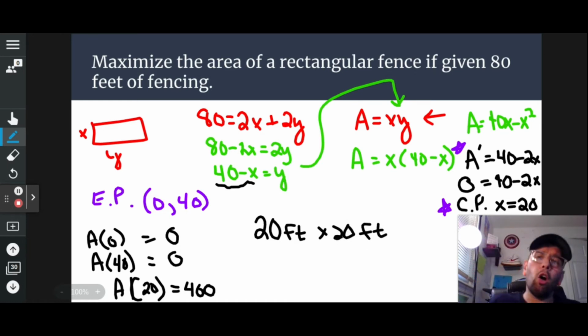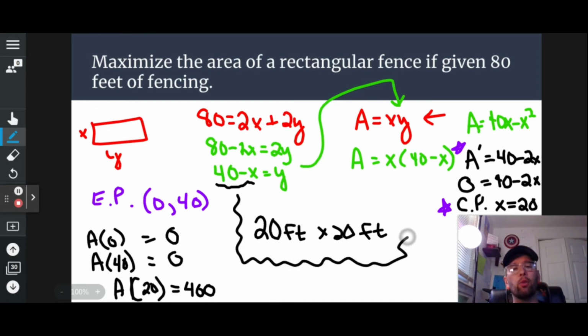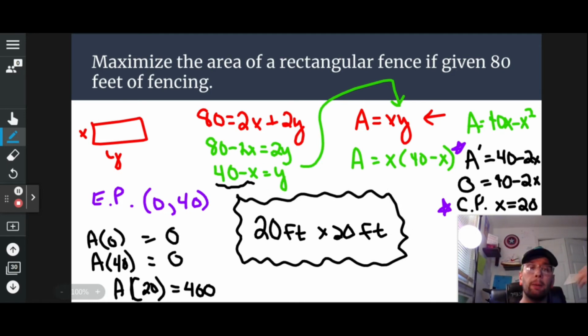So if all you're doing is trying to maximize something, if you're maximizing a rectangular fenced-in area, it's always going to be a square when you have all 4 sides of the rectangle, and this is closely related to the last problem that we did.